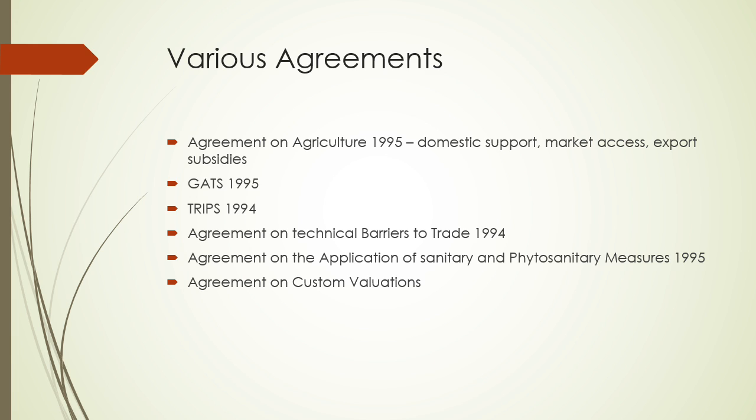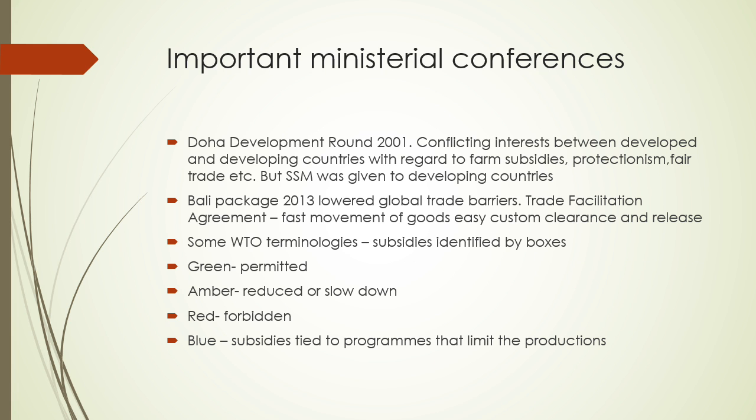agreement on technical barriers to trade 1994, agreement on the application of sanitary and phytosanitary measures, that is SPS measures. For example, when we export or import a product, a plant, like mango, if it contains pesticides, they will ban it. Then sanitary measures, like prevention of any disease. For example, we banned US chicken, the import of chicken from USA. Agreement on customs valuation, that's regarding the customs procedure.